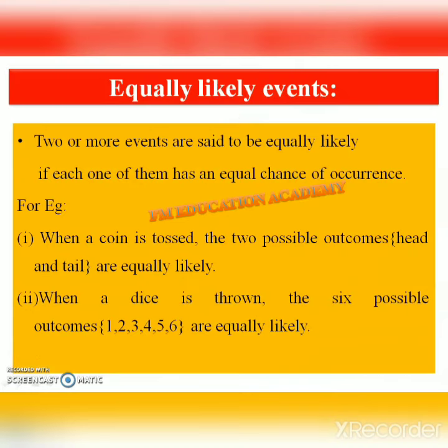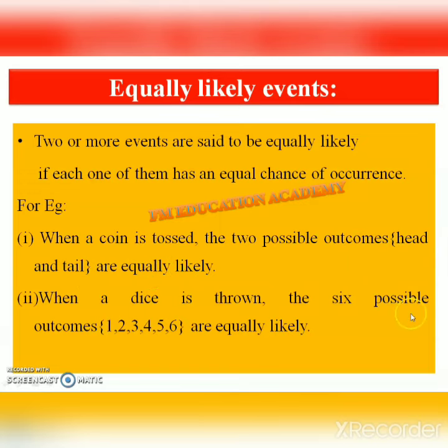What are equally likely events? 2 or more events are said to be equally likely if each one of them has an equal chance of occurrence. For example, tossing a coin gives equally likely events, because in tossing a coin, what are the possible outcomes? We know there are two faces, one is head and the other is tail. So we have a 50% chance of getting a head and a 50% chance of getting a tail. There is no partiality between these two. That is, when we toss a coin, the two possible outcomes are head and tail. So head and tail are equally likely. Equally likely means they have an equal chance of occurring.